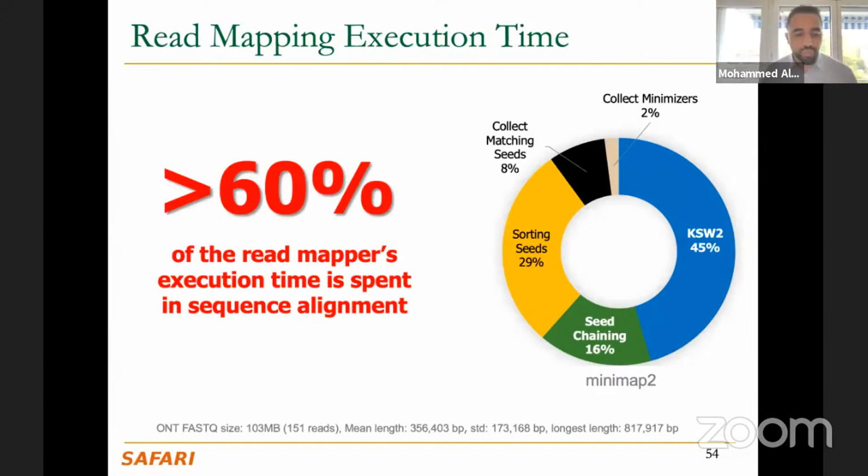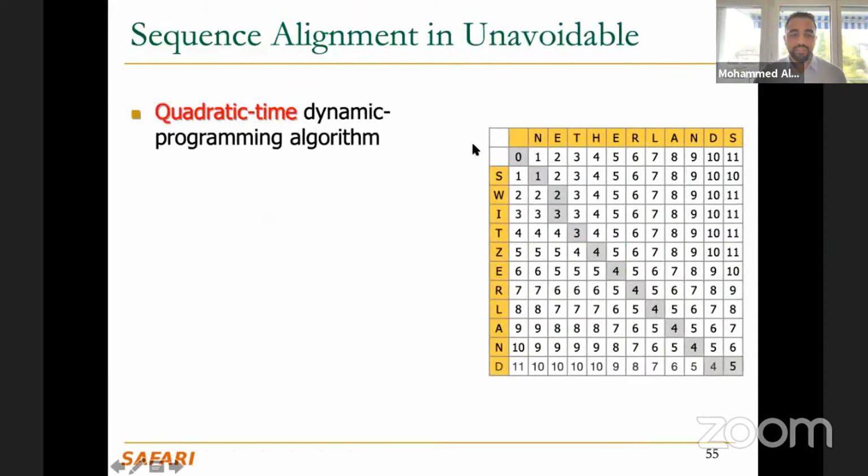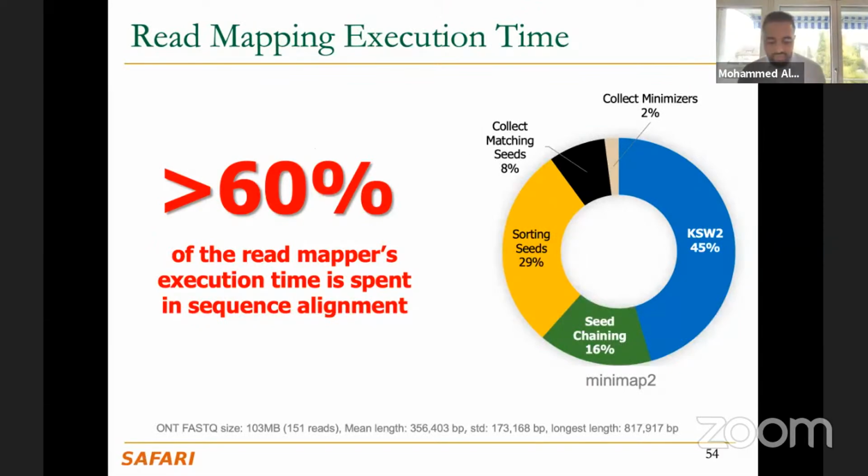When we go deeper, we pick one of the state-of-the-art read mappers, called Minimap2, and do a breakdown of the processing time. We find that more than 60% of the time is spent in the last step, which is verification, or sequence alignment. It is a very expensive step to perform because it uses a quadratic time algorithm. Now, if sequence alignment is expensive, why are we using it? Can't we use something simpler, something heuristic?